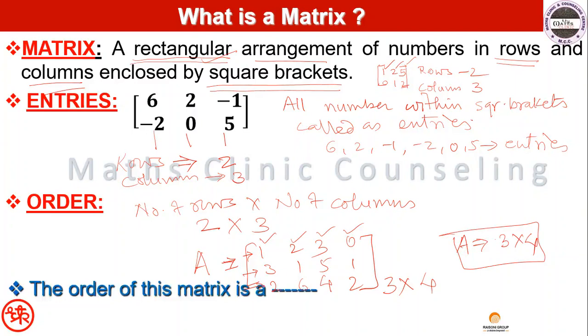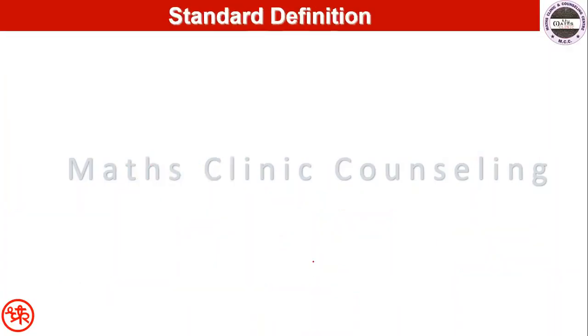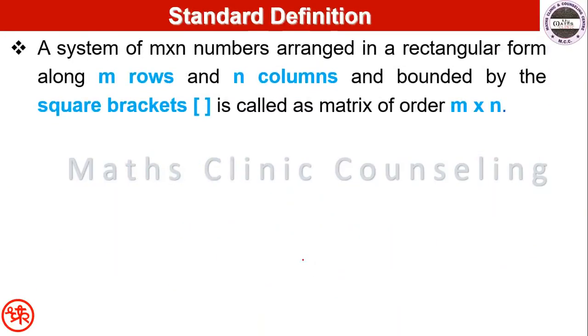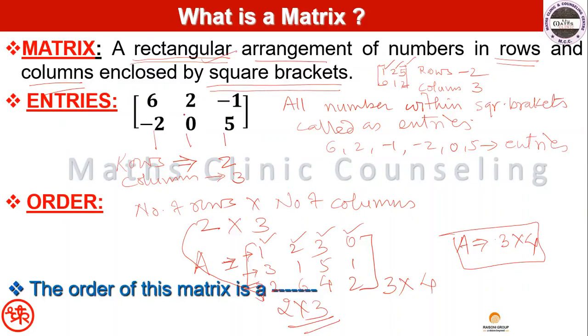Then you see the order of the given matrix. The earlier matrix is of order 2 by 3. Then you see the standard definition of a matrix: a system of m into n numbers. M into n numbers means m rows and n columns, so the total entries would be m into n. For example, in the previous slide the order is 2 by 3, so 6 entries would be there: 1, 2, 3, 4, 5, 6.